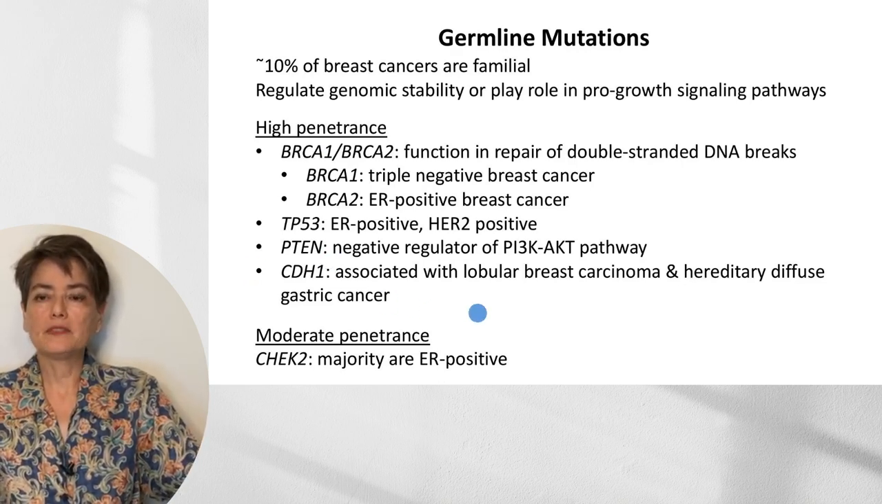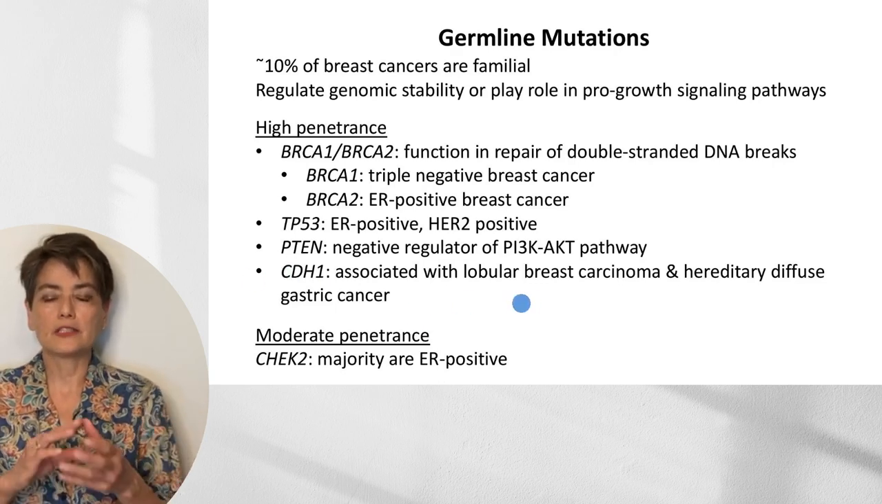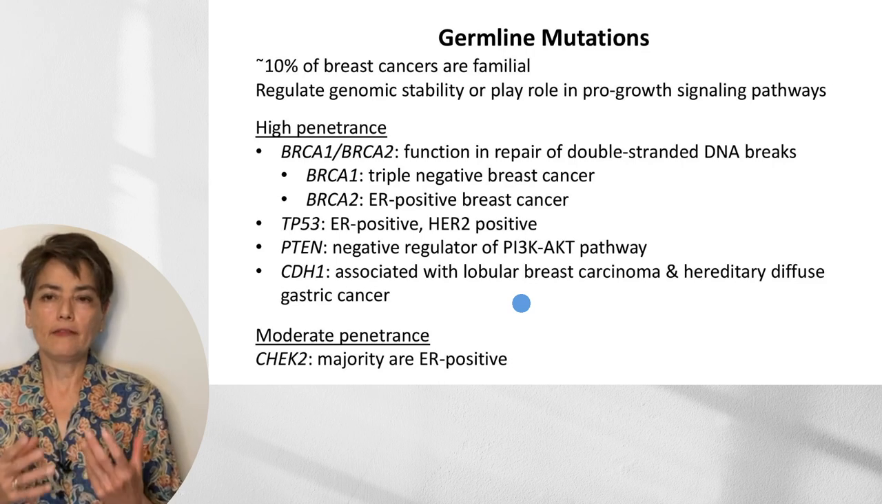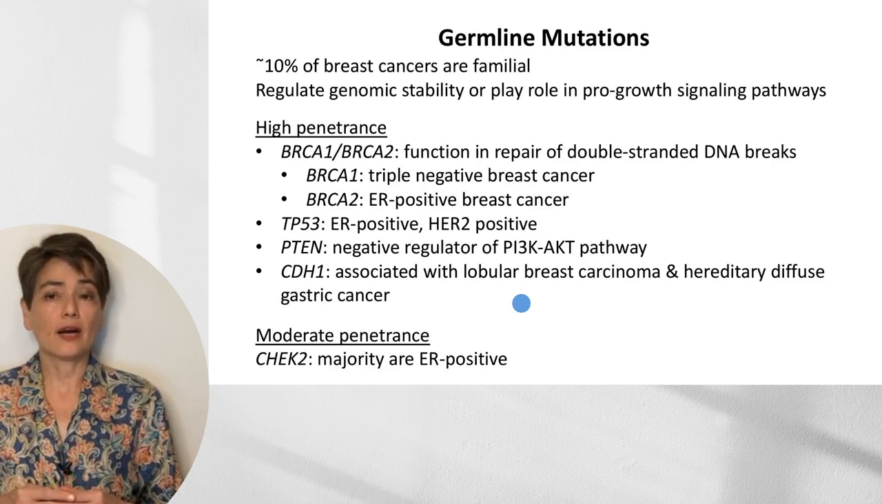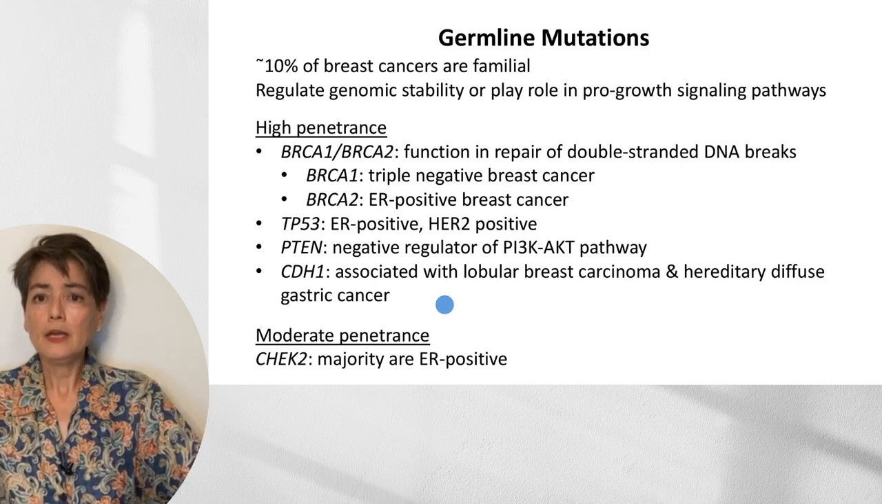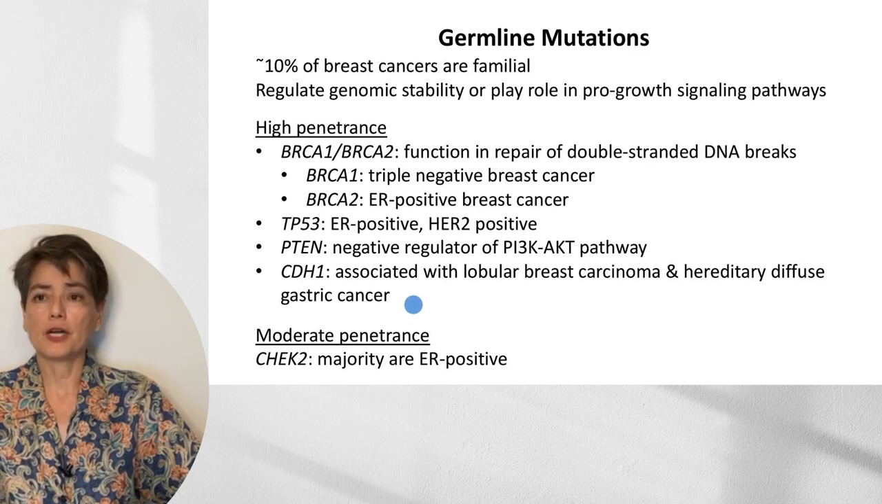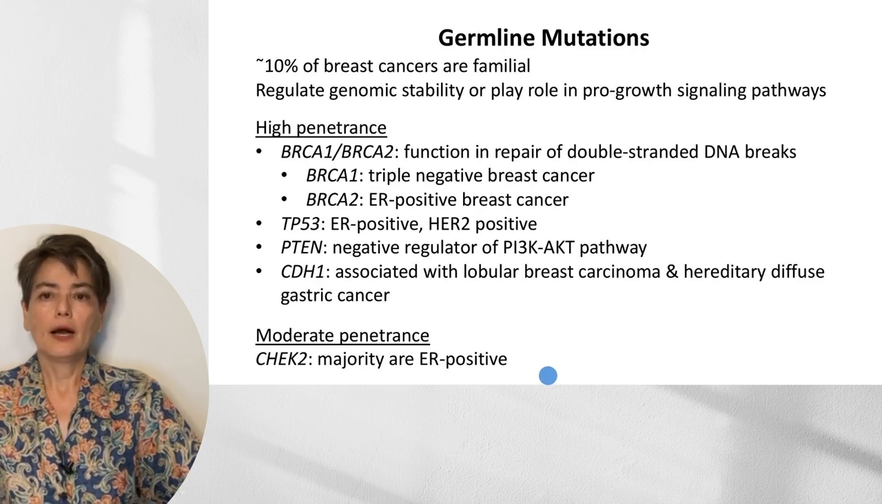And what we see here is that loss of this leads to this discohesion, allowing cells to float about individually. And we discussed this in the context of neoplasia. So we tend to see mutations in CDH1 in lobular breast carcinoma, as well as in hereditary diffuse gastric cancer, which I discuss in another video. And then just this one example here, CHK2, most of these tumors are ER positive.